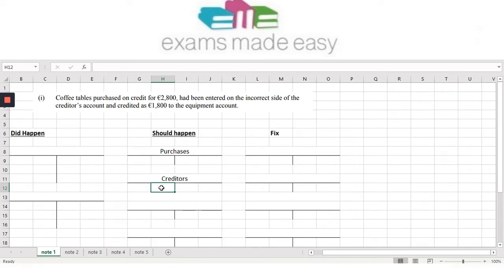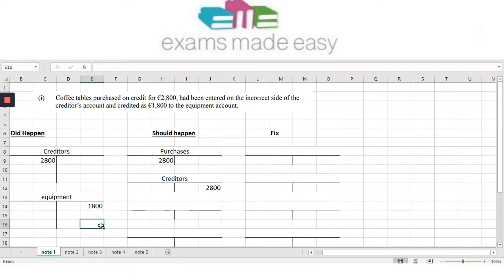What should have happened was purchases 2,800 on the debit side, creditors 2,800 on the credit side. But we are told that it had been entered on the incorrect side of the creditors account. So what did happen? Creditors, the incorrect side, so they debited 2,800 and also credited 1,800 in the equipment account. So big mistakes made here by the accountant.